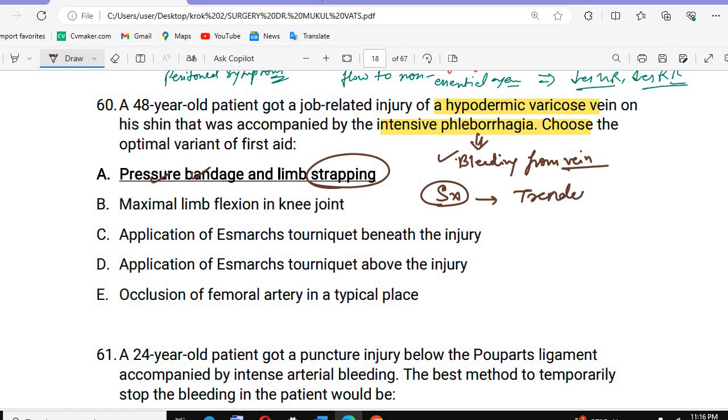Trendelenburg operation. In the Trendelenburg operation, what we will do is flush ligation of the great saphenous vein with the femoral vein. Flush ligation.